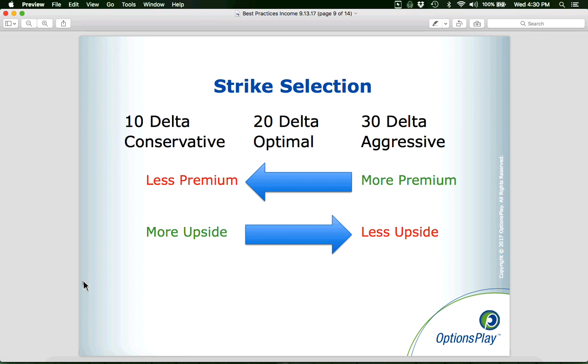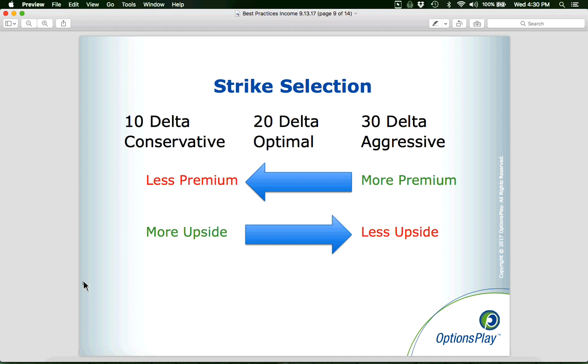Now let's look at the strike prices. We've talked about three different selections: conservative, optimal, or aggressive. Like I said, I fall under the optimal end when it comes to risk tolerance. So what do those different calls look like? When you're on the conservative end of the spectrum, meaning you're selling a call that's further out of the money, you're going to get less premium. If you're getting aggressive and you sell a call that's near the money, you're going to get more premium.